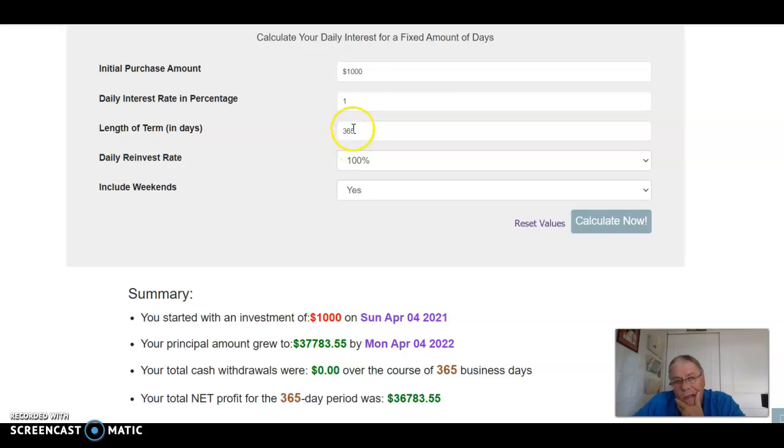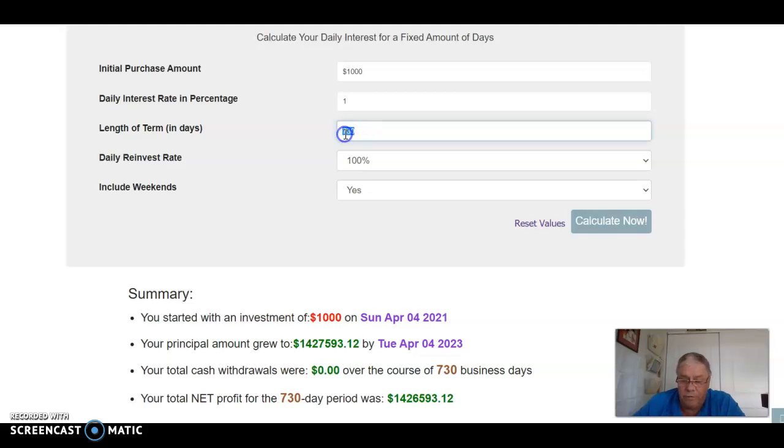How long do you think it'll take to turn this into seven figures on $1,000? It's going to take a while, but let's just see what 730 days is. 730 days is 2 years, right? So in 2 years, $1,000 at 1% is, wow, that's pretty good, man. That is 1.4 million. That's a seven-figure account, right?